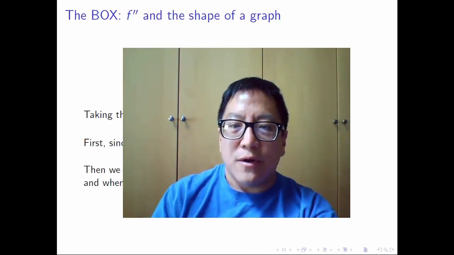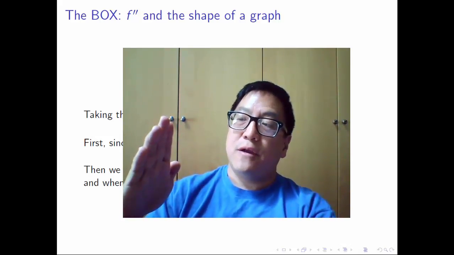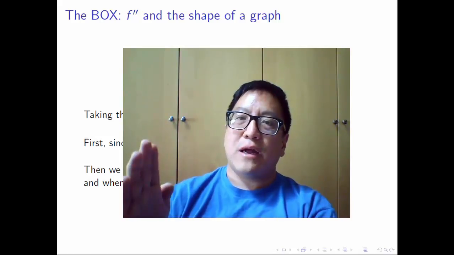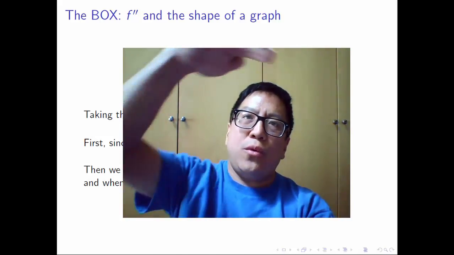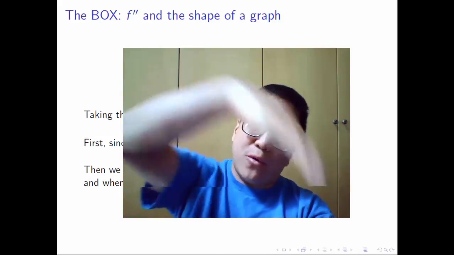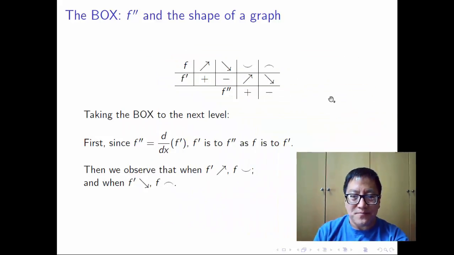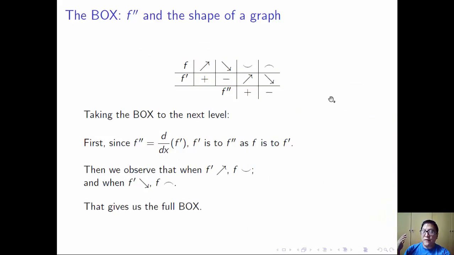And similarly, when f prime is decreasing, for instance, you might start off with a large positive f prime, and then as x increases, again, the sound effects are very important to have there. Anyway, f will then be concave down, or frowny face. That gives us the full box.